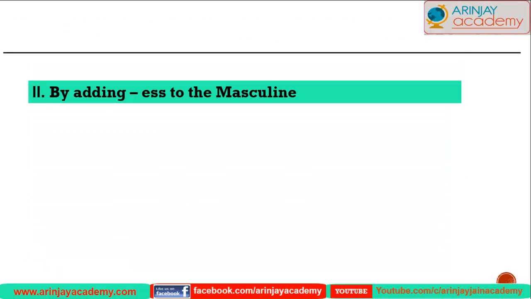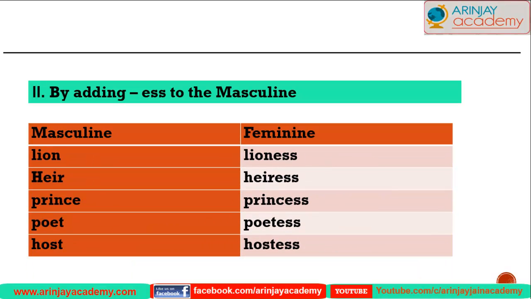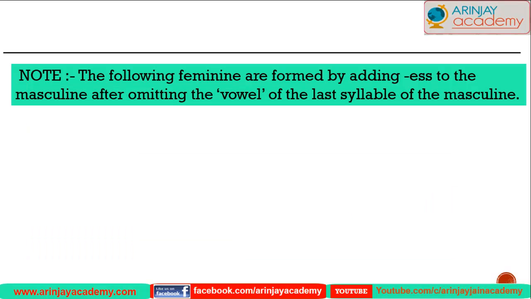Secondly, we can change the noun into feminine by adding ESS to the masculine. For example, lion, masculine, and feminine is the lioness. Heir, heiress, prince, princess, poet, poetess, and host is hostess. The following feminine are formed by adding ESS to the masculine after omitting the vowel, that is A, E, I, O, U, of the last syllable of the masculine.